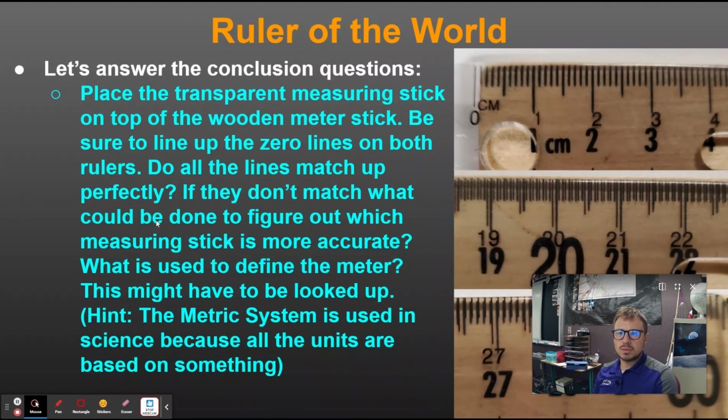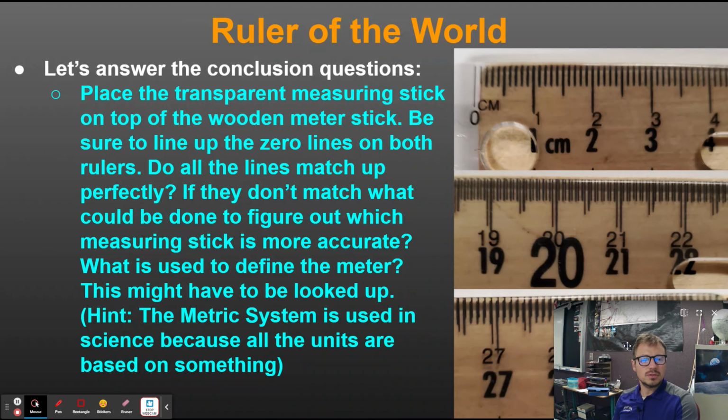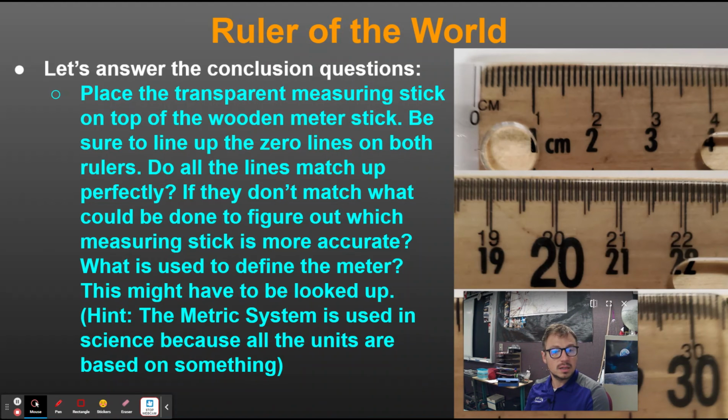Now, if they don't match, what could be done to figure out which measuring stick is more accurate? I've got two different things that say this is the centimeter, but you can see here they're going to be off by a little bit. So I've got two different competing units for measurement that call them the same. Well, what can be done to figure out which one's more accurate? Then answer this question: what is used to define the meter?